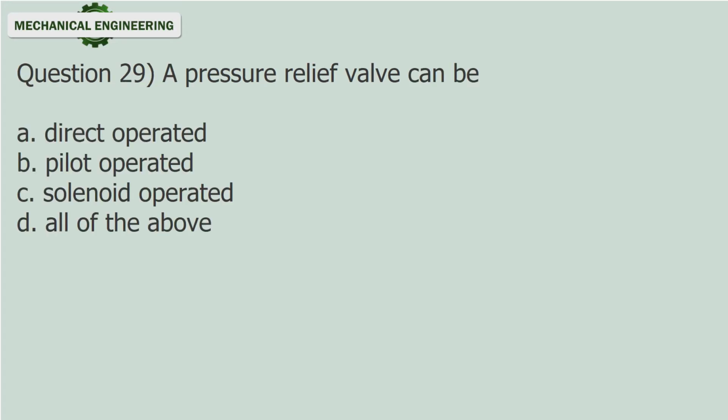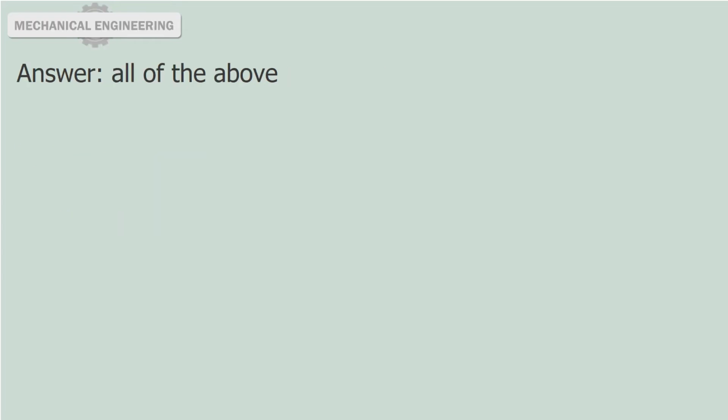Question 29. A pressure relief valve can be A. Direct operated. B. Pilot operated. C. Solenoid operated. D. All of the above. Answer: all of the above.